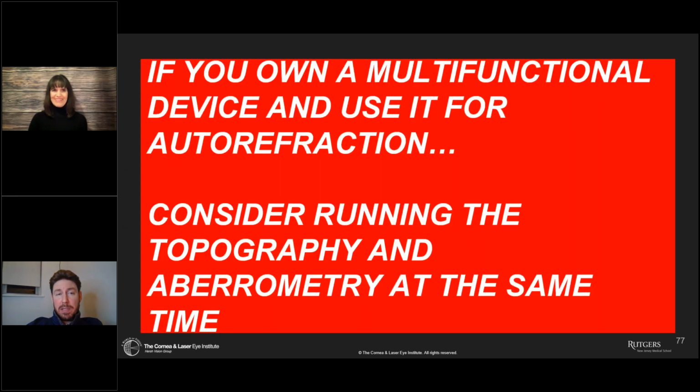Now, one of the things that we like to talk about is multifactorial devices. If you have something that's a topographer plus an autorefractor, using the full functionality at the same time can be very helpful in finding these patients. And if you're going to run on that device anyway, just simply running the topography at the same time is ideal.